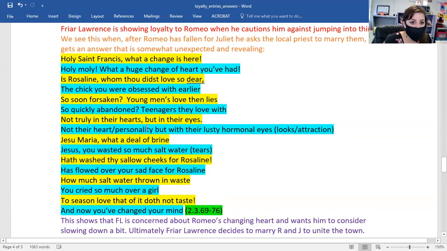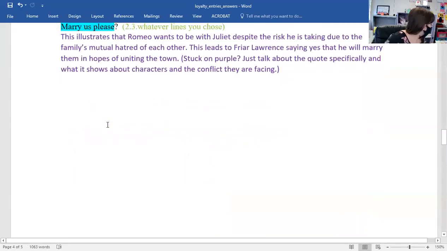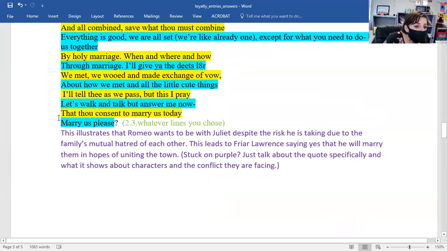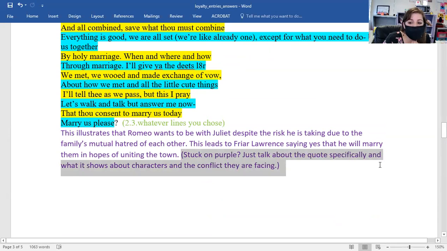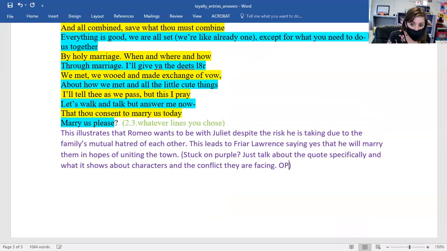So the purples are really just talk about why this person's loyal, talk about the loyalty, talk about the conflict, really just generally talk about the quote and what it shows about the characters and the conflict they're facing. Really, purple is your analysis. So just analyze.